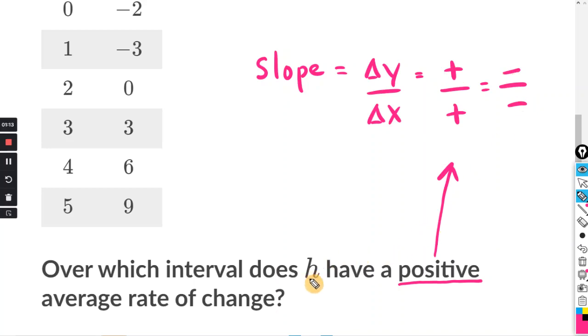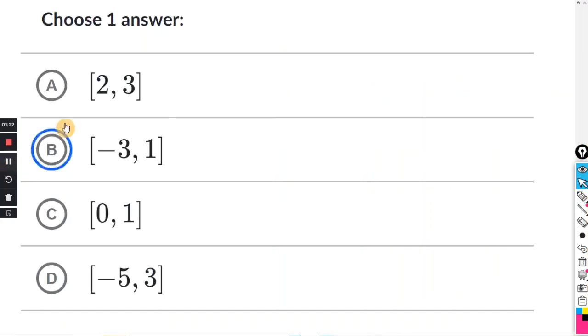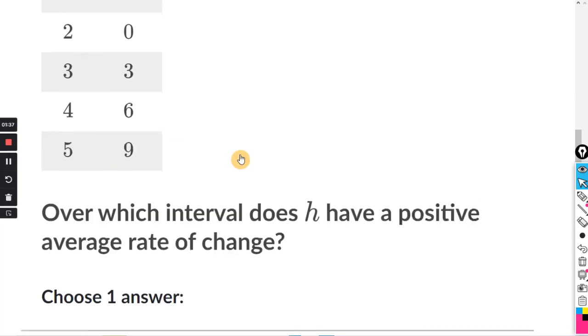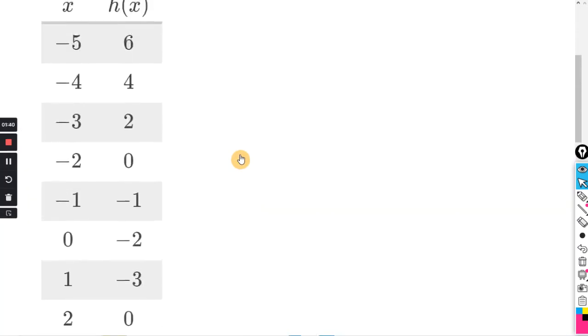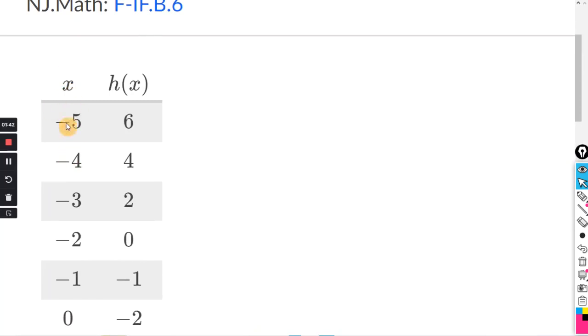All right, so let's look at the multiple choices and see which one has a positive slope. Now these ranges of values are the X values, okay? So we're looking at X going from 2 to 3. Let's see if it's a positive change. From 2 to 3, X is increasing, so Y has to be increasing. So the left column is the X, the right column is the Y.